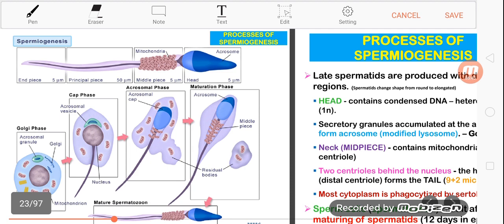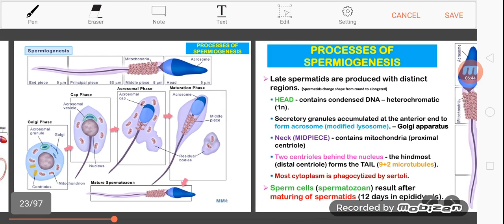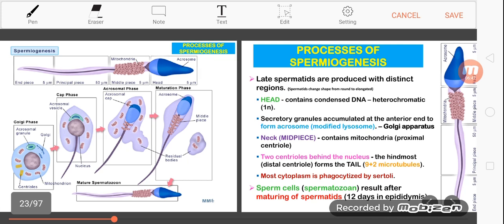We have the Golgi phase, cap phase, acrosomal phase, and maturation phase. The slide on your right-hand side is the explanation of the whole process from Golgi phase to maturation phase. So the late spermatids are produced with distinct regions. What happens during the Golgi phase? During the Golgi phase, secretory granules accumulate at the anterior end to form the acrosome.